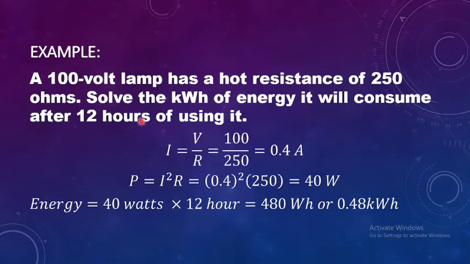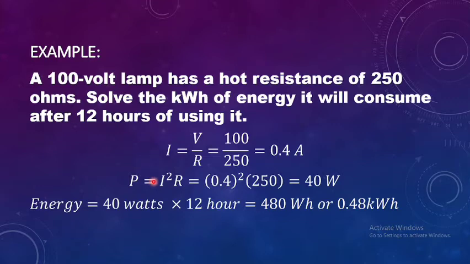Another example, a 100 volt lamp has a hot resistance of 250 ohms. Solve the kilowatt of energy it will consume after 12 hours of using it. So we need to solve the energy. So by using the Ohm's law formula, we have 100 volts divided by 250 ohms. So our current is 0.4 amperes, and then we need to get the power in order to have energy.